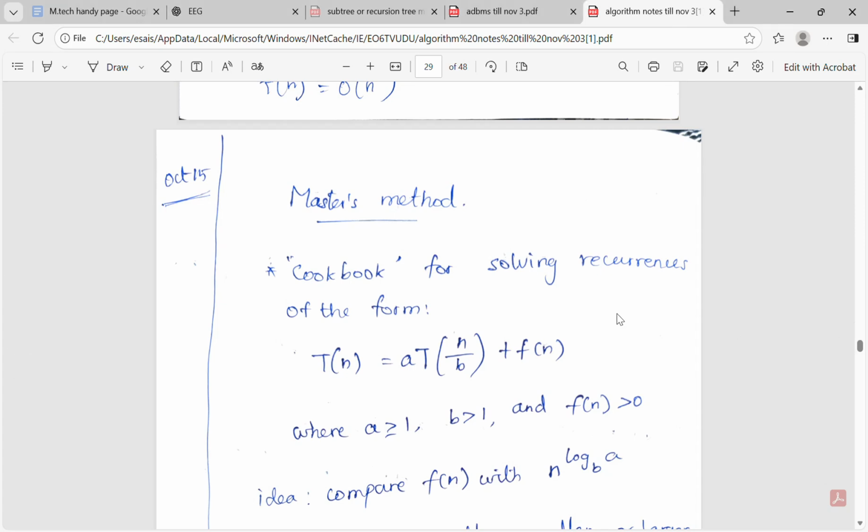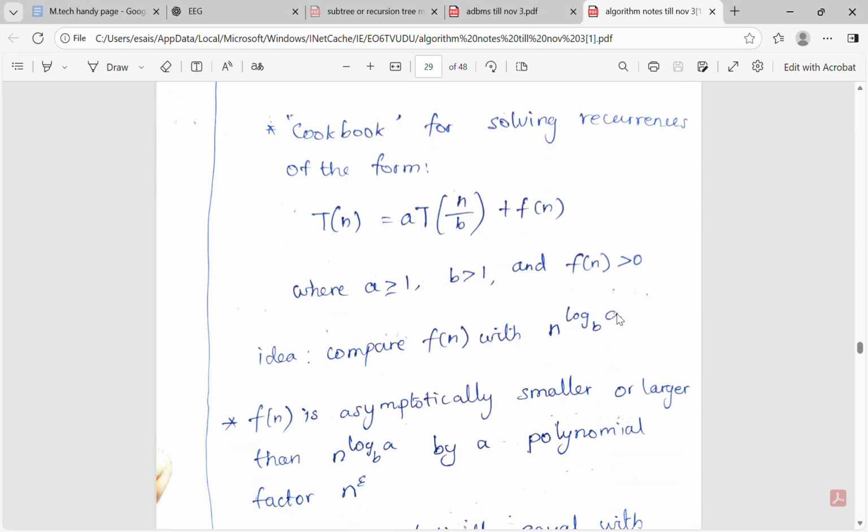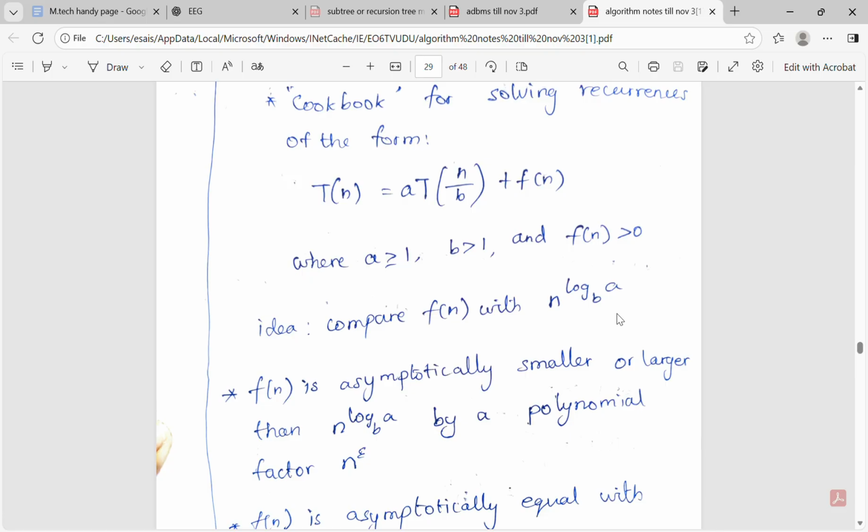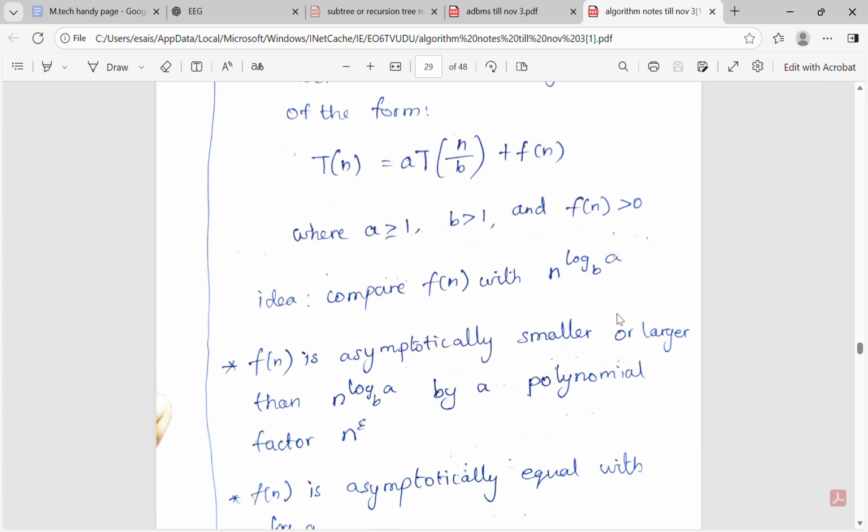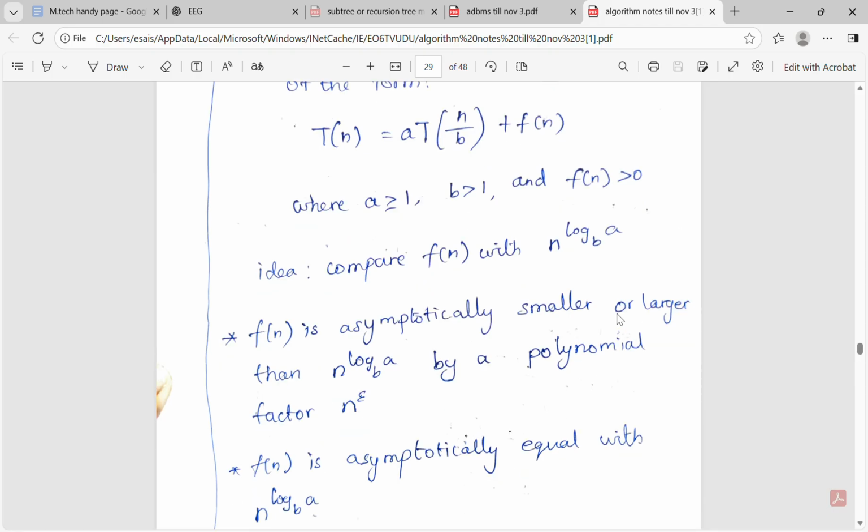Everyone. So to solve recurrence problems, we had four methods: iteration, substitution, subtree or recursion tree method, and then Master's theorem. Iteration is not in our syllabus. And here in this video, I'm explaining Master's method.